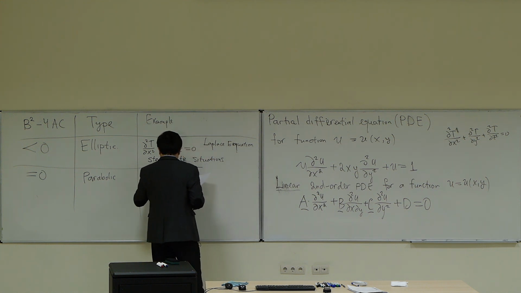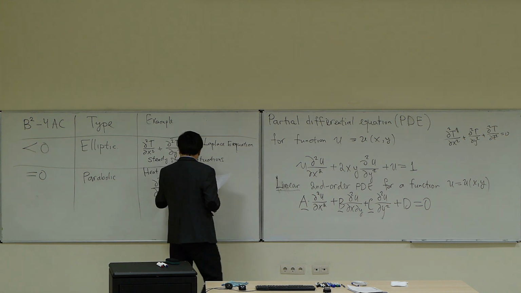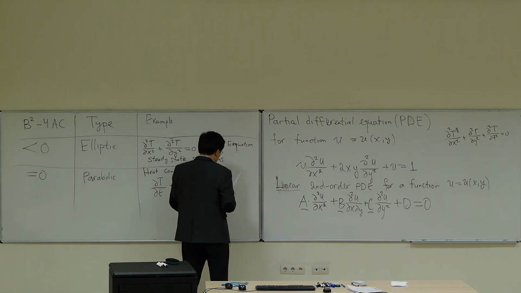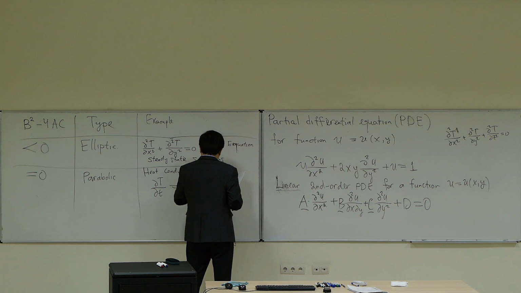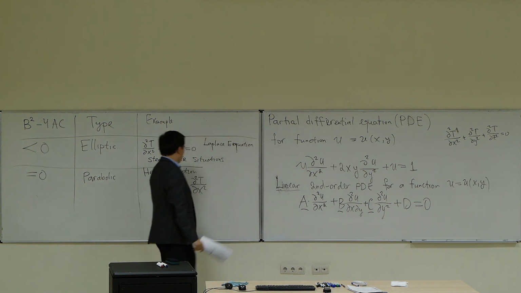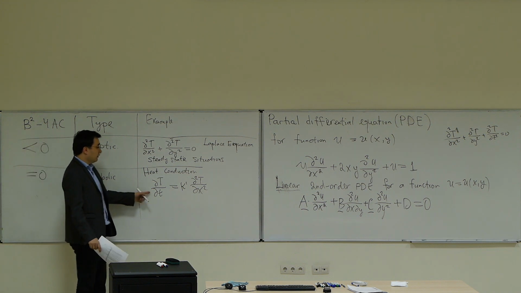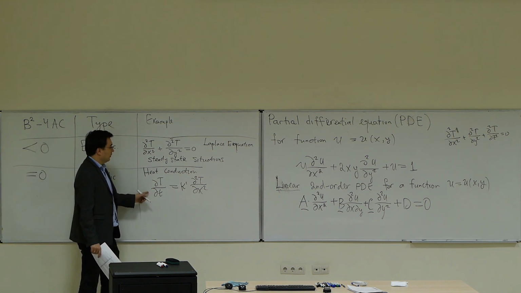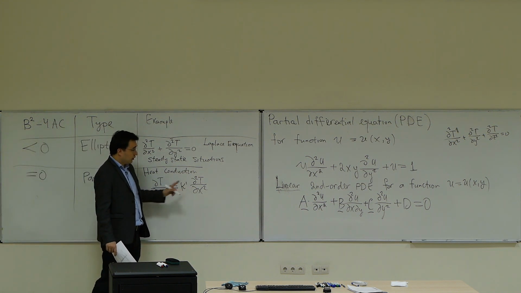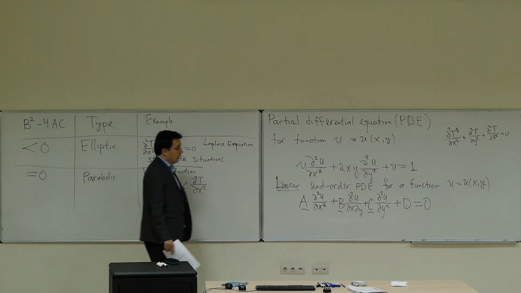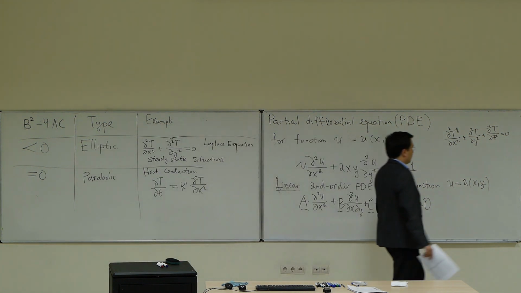An example, a simple example: the derivative of the temperature with respect to time is equal to some K prime times the second derivative of T with respect to X. Okay, this is an example. You can see here we have a first derivative with respect to time, and here a second derivative with respect to X. What does this describe? For example, it describes the following situation.